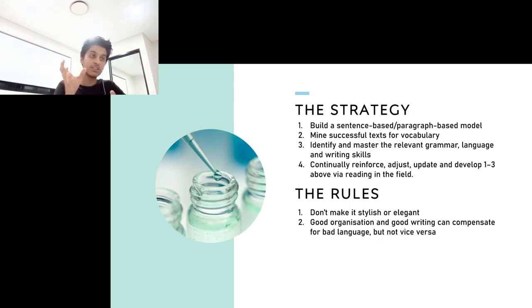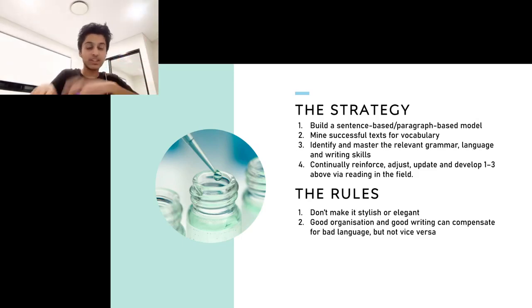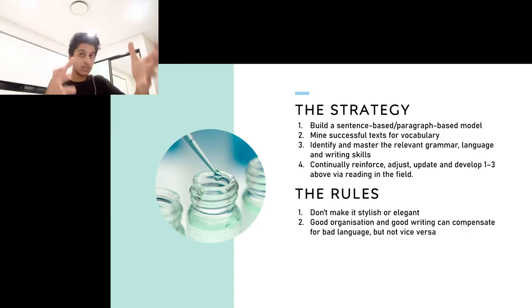Okay, second, you want to mine successful texts for vocabulary. Again, look at all your texts in that field and see what kind of words they use. If you start really early and you have a lot of time, try creating a notebook or a piece of paper. Write down ideas, write down words that they use, write down words that you think are really important and will make you sound connected to that field. That's how you want to mine them for vocabulary.